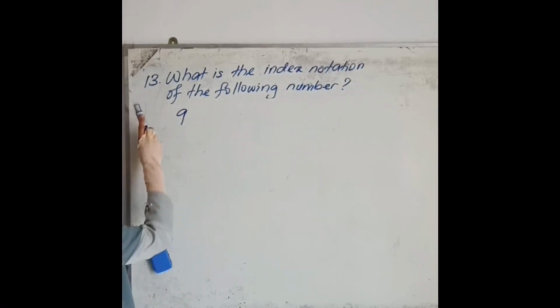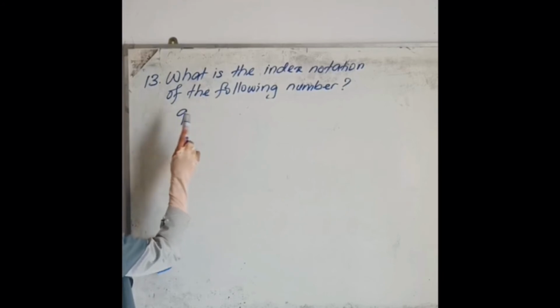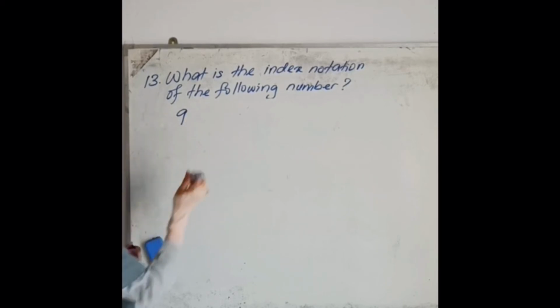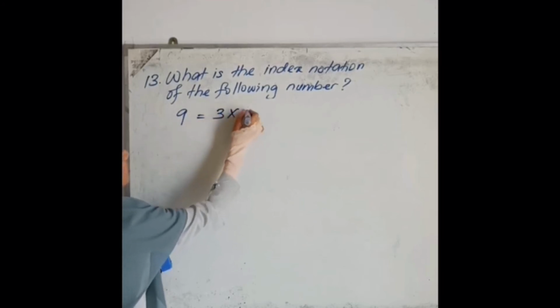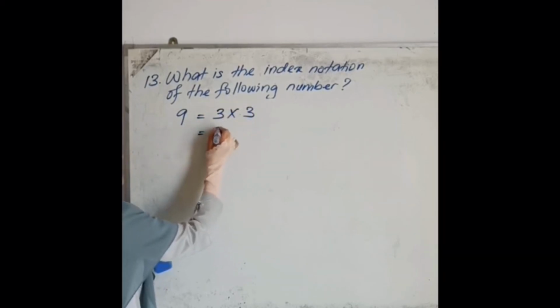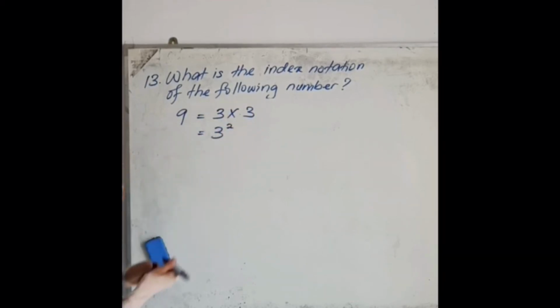Number 13. What is the index notation of 9? So 9 is 3 times 3, which is 3 to the power of 2.